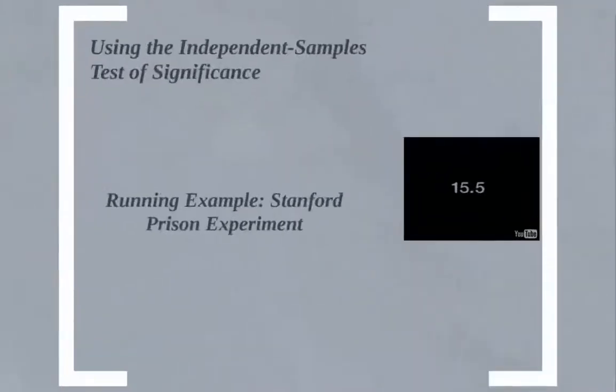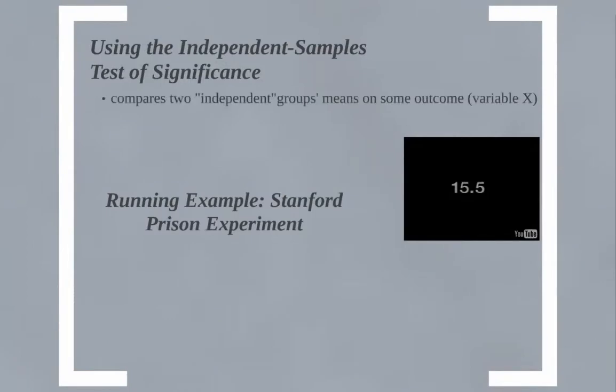So let's first take a look at using the independent samples test of significance and what that means and what the purpose of that is. So what it does is it compares two independent groups' means on some outcome. So let's call that variable x. This is often used for experimental studies. For example, we could look at control group versus experimental group. And this is often done in, say, drug trials, right, where you're putting two people into two separate groups.